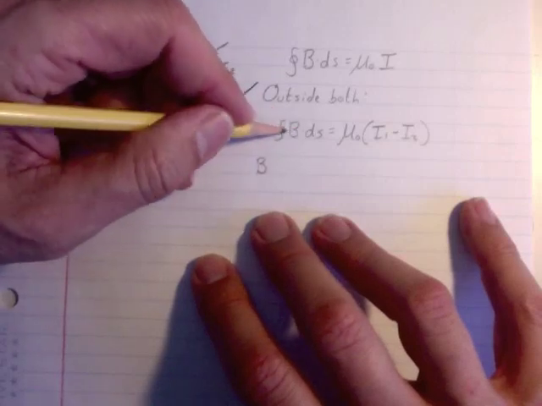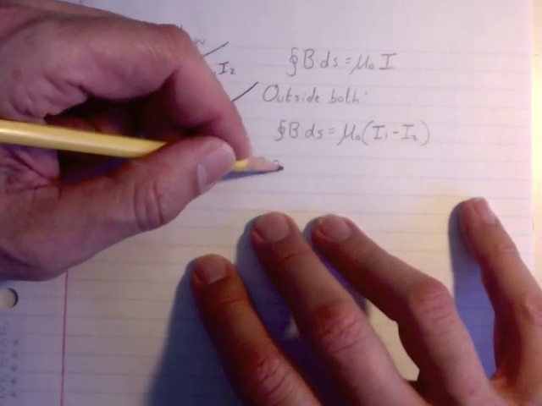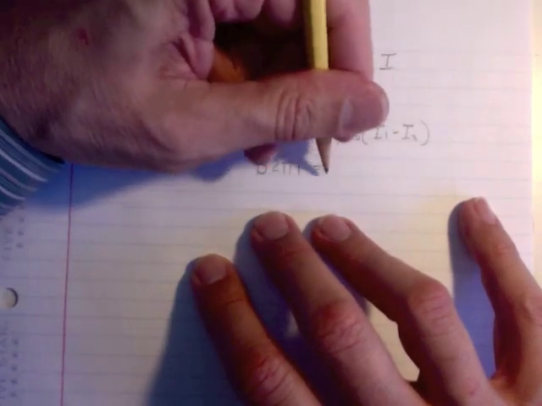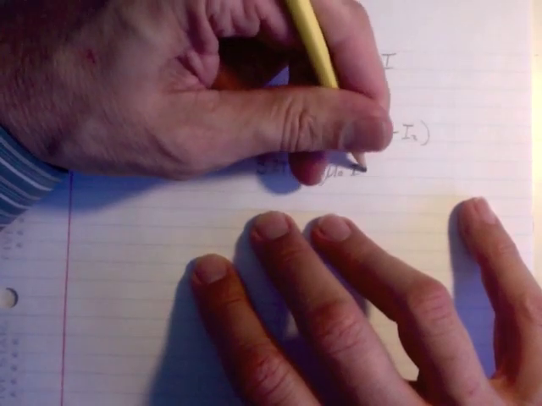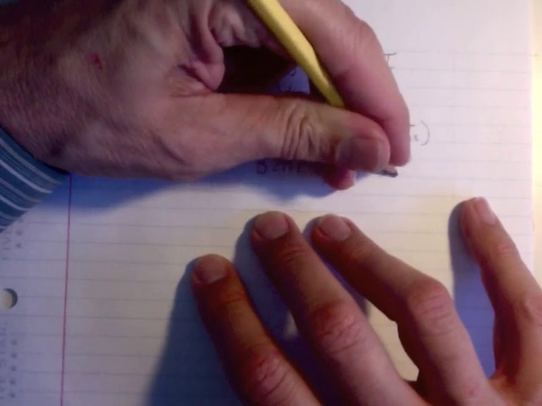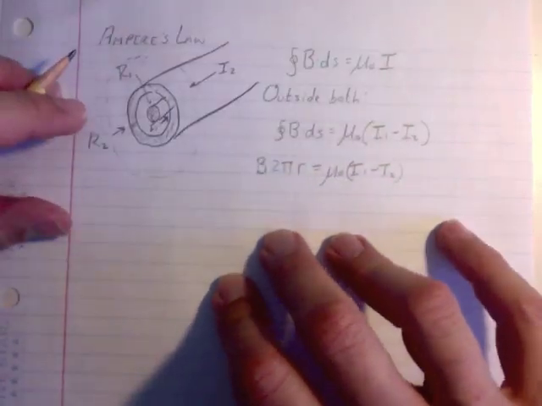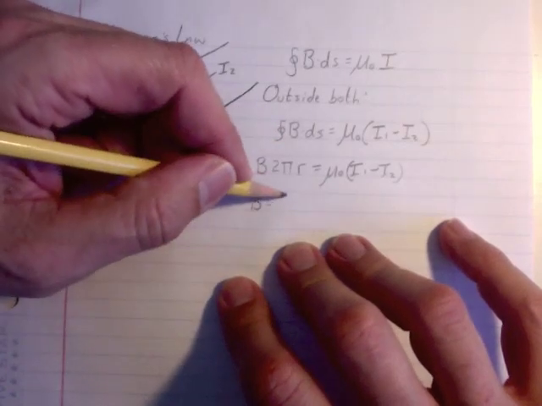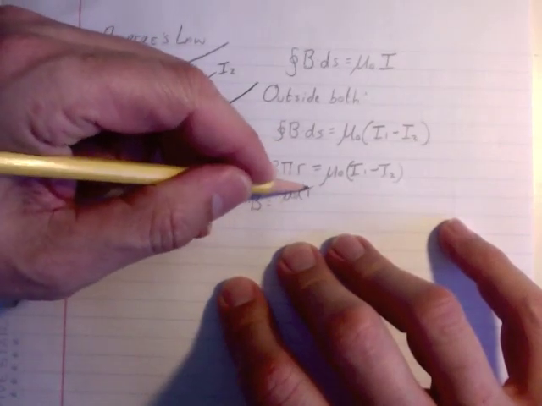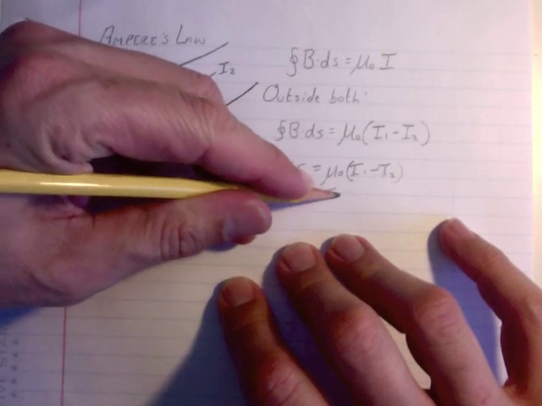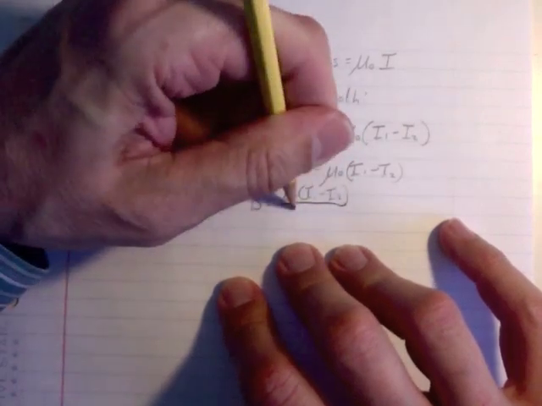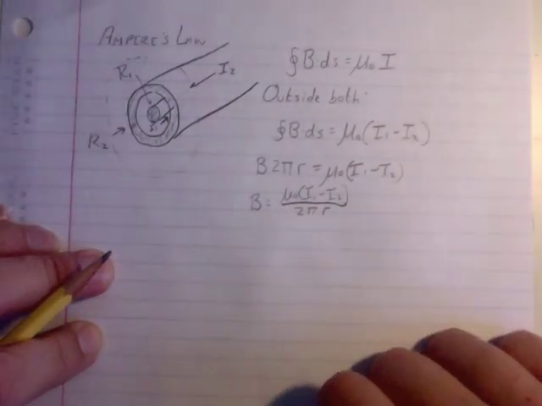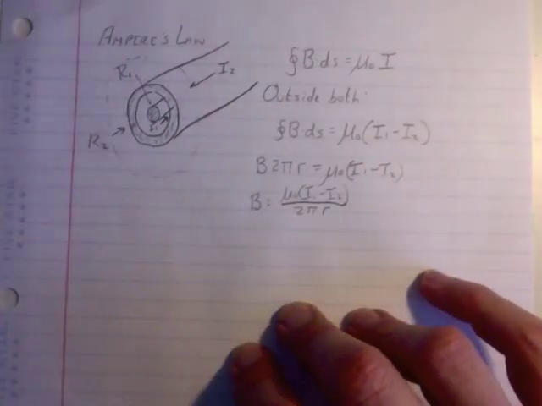B times the integral of ds is just going to be, again, 2 pi r, equals mu 0 times I1 minus I2. Then we divide and we get B equals mu 0 times I1 minus I2 over 2 pi r. Okay, that's outside both of them. That seems pretty easy, doesn't it?